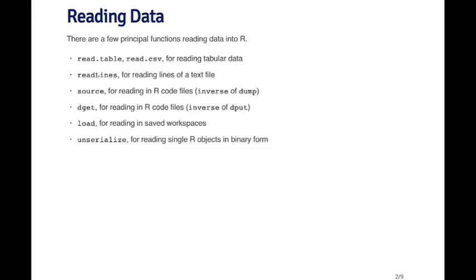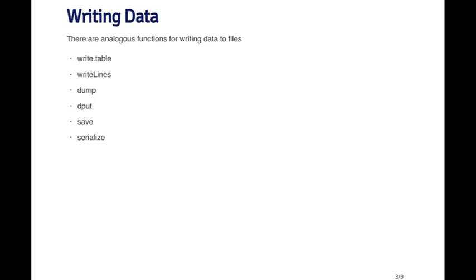The source function is important for reading R code. If you have R code, for example functions or anything written to a file, the source function will read all that code into R. The dget function is also for reading R code files, but it's for reading R objects that have been what are called deparsed into text files. We'll talk a little bit more about this later. The load and unserialize functions are for reading binary objects into R. The analogous functions for writing data are write.table, writeLines, dump, dput, save, and serialize, and those pair up with their reading analogs.